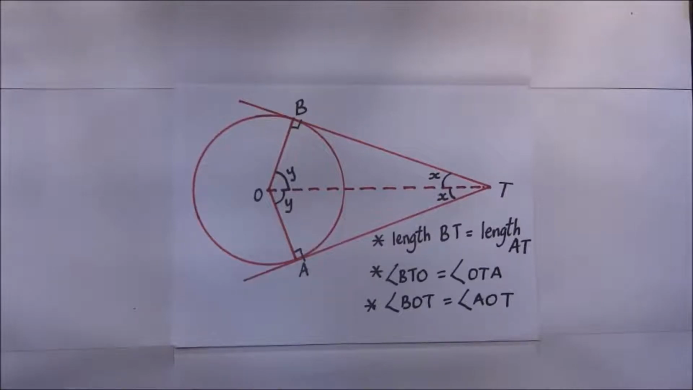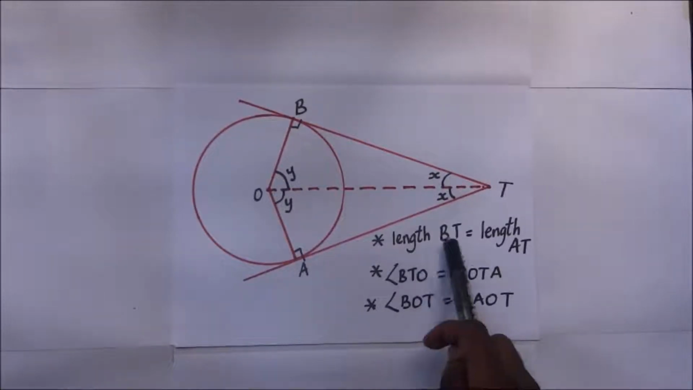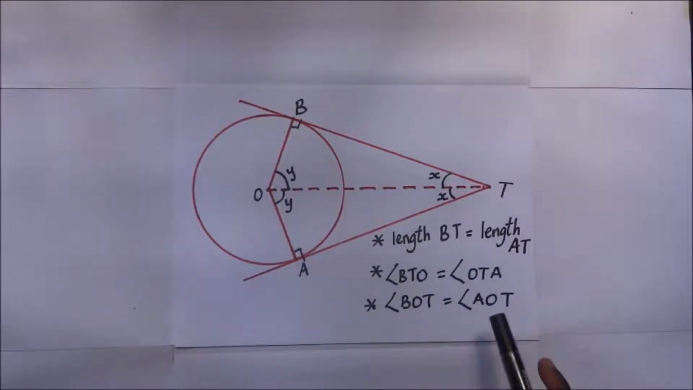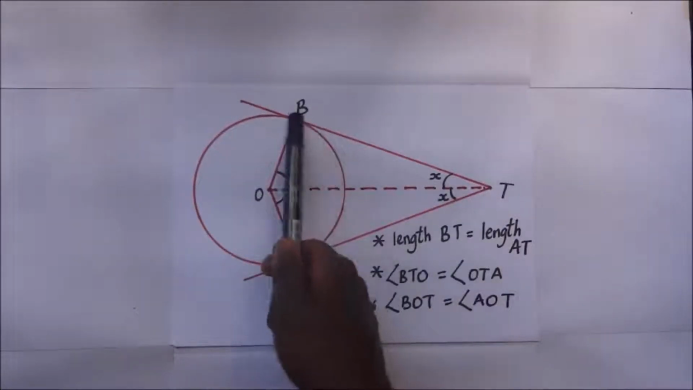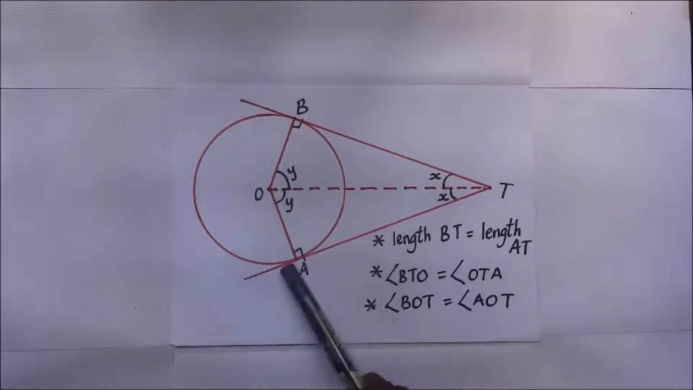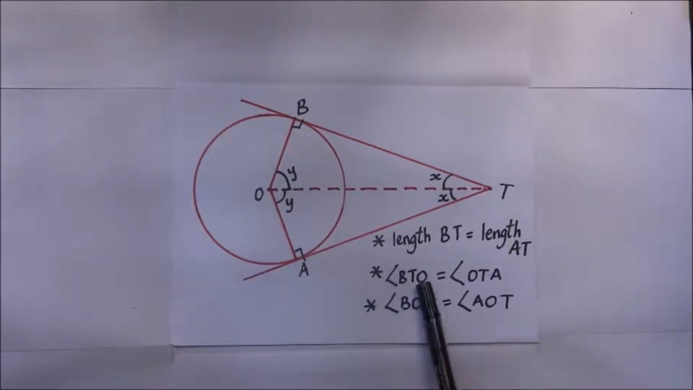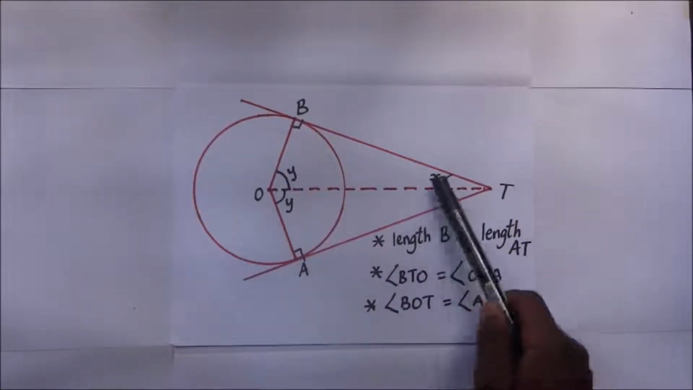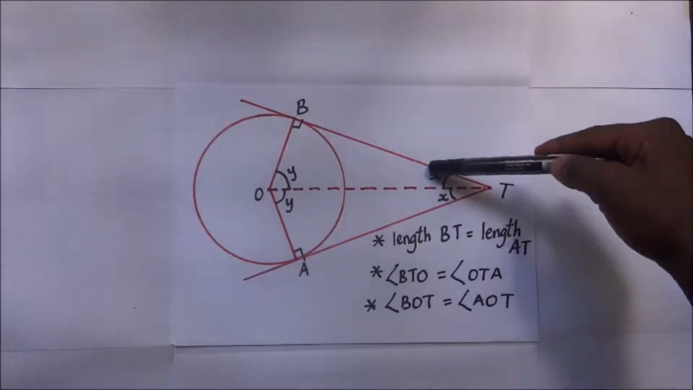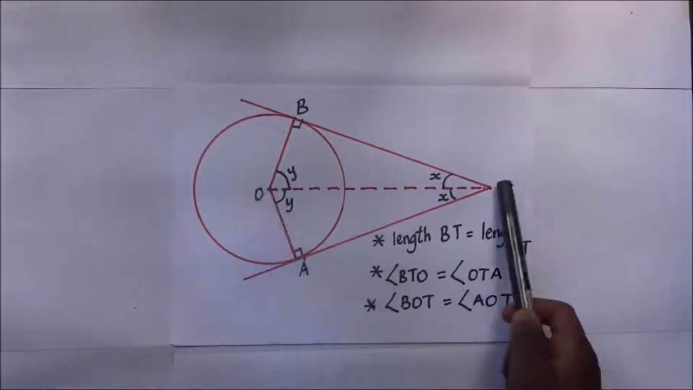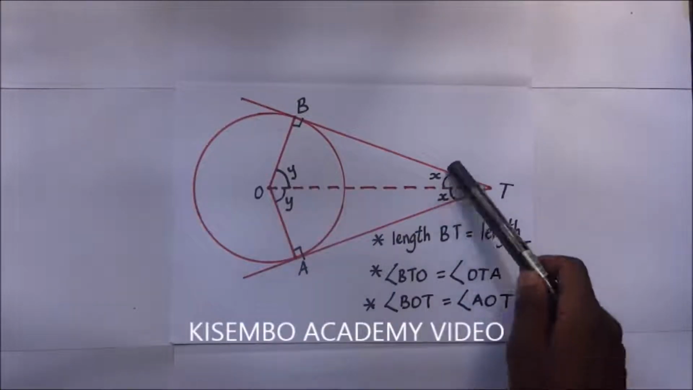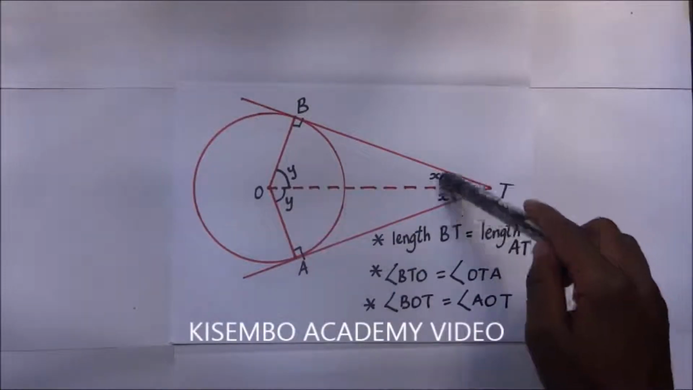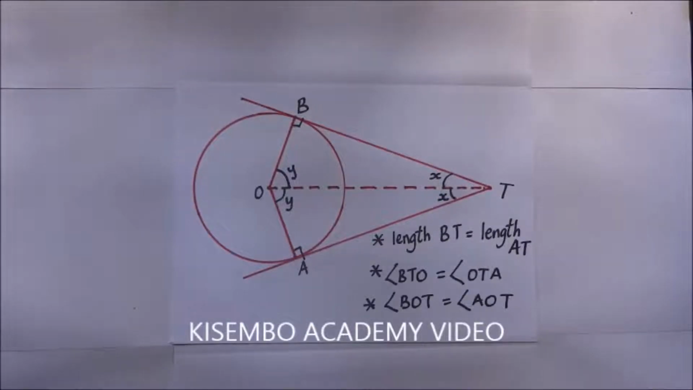So this is how it is explained in our write-up, that length BT is equal to length AT. If you look at this tangent BT, the length from here to here is the same as the length from here to there. Angle BTO, which is this one, is the same as angle OTA, which is that one, because this line bisects this angle. It divides it into two.